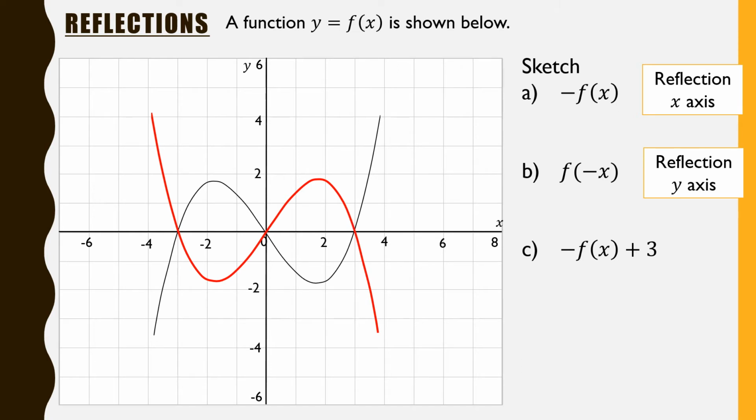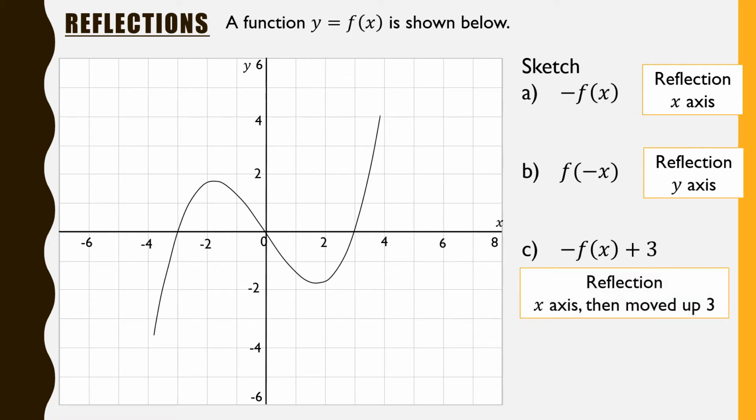And then C is a combination of not just a reflection, but a reflection and then a translation, because we've got the +3 at the side. So this one, I'm going to reflect it in the x-axis first, because the minus is outside the function, and then move it up 3. So I'm going to reflect and move up. You could do this in 2 stages if you wanted to, but I was being lazy and just wanted to do it in one go. So I've reflected it, so it's flipped upside down, and then I've moved it 3 spaces up.